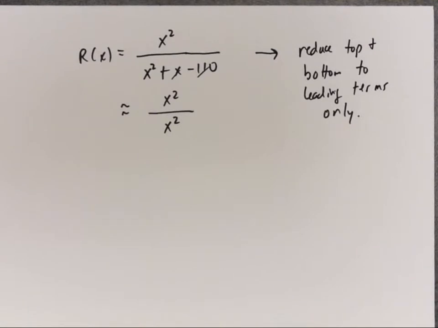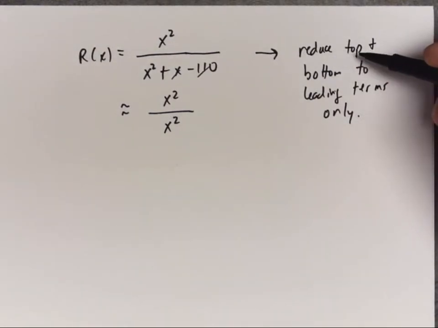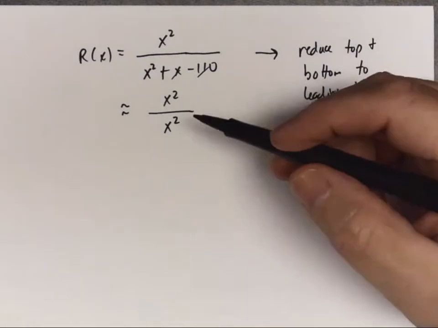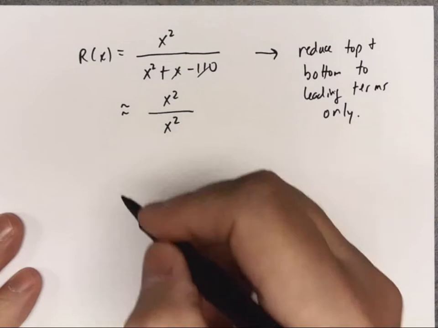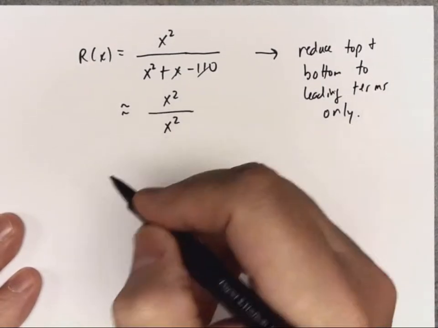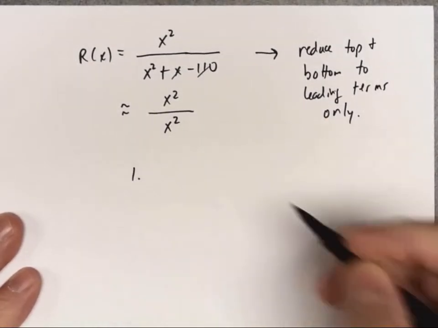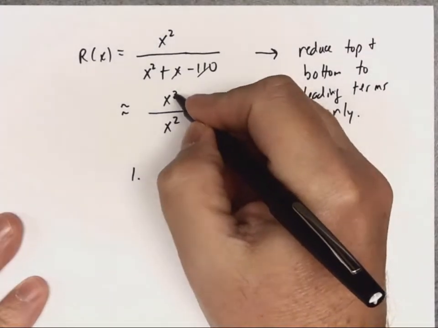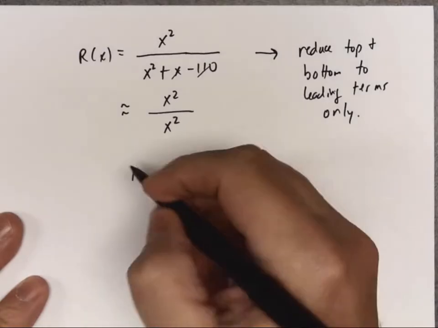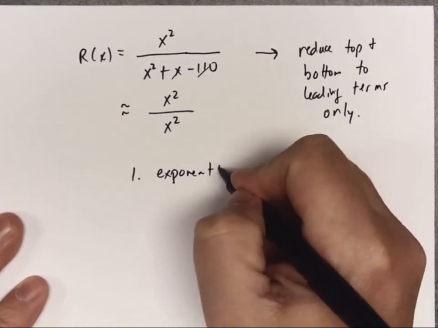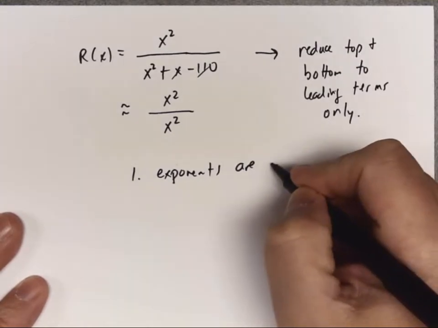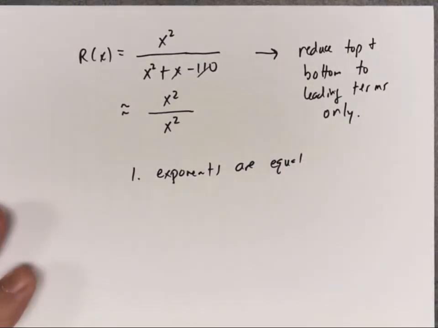Now to find horizontal asymptotes, this is a process you go through. You reduce the top and the bottom to leading terms, and then we compare. And three things can happen. And I'll give examples of each. Let's do this one first. The first thing that can happen, now I'm looking at the exponents, is that the exponents of the top and the bottom are equal. They're the same.